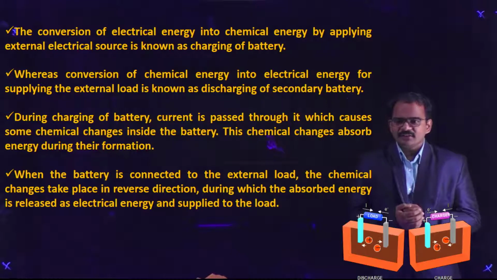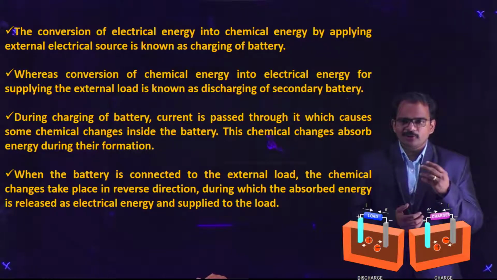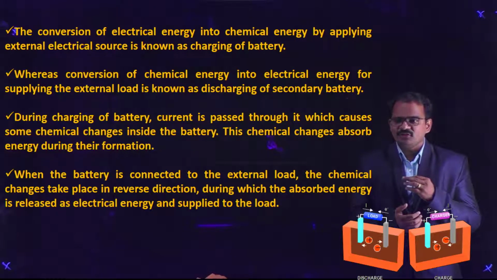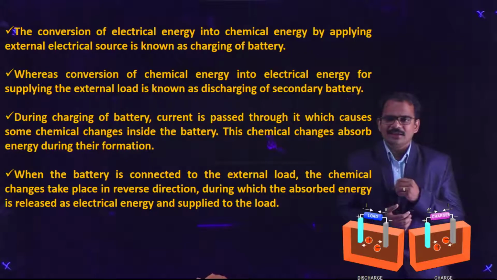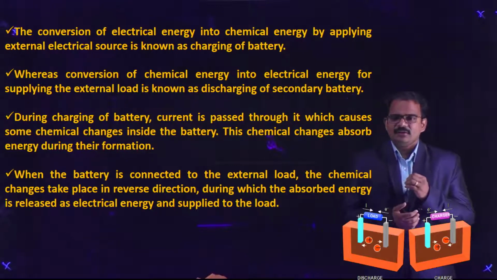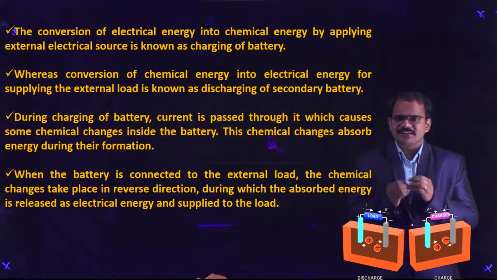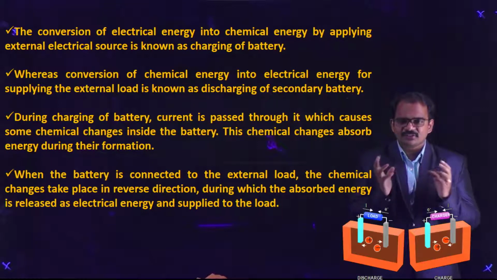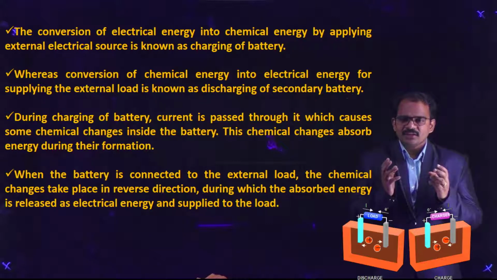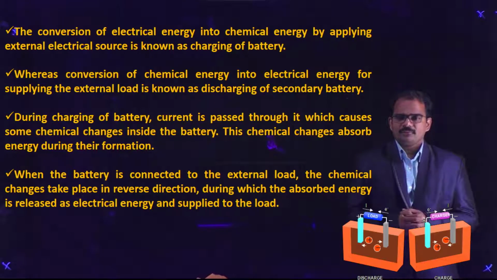So when the battery is connected to the external load, the chemical energy stored inside the battery now has to be converted into electrical energy, and in this process the chemical reaction reverses. The chemical reaction spontaneously reverses in order to convert the stored chemical energy into the electrical energy required by the load and supply it to the load.